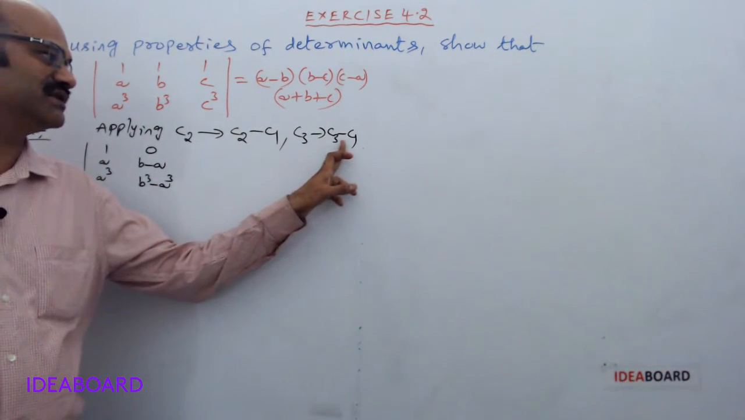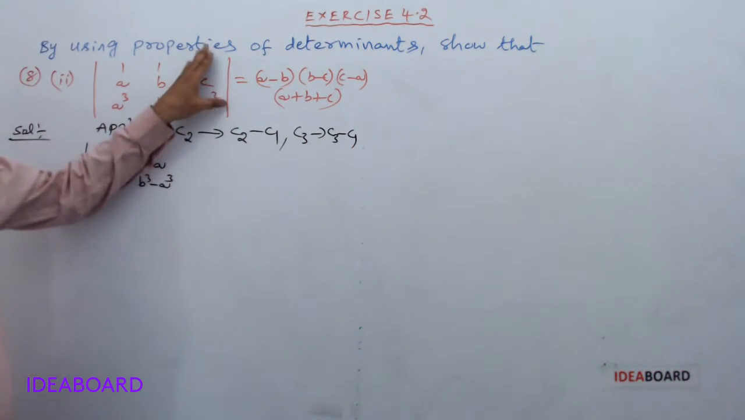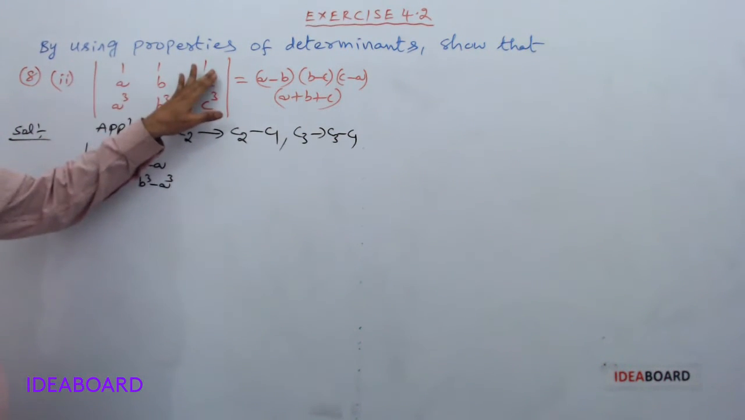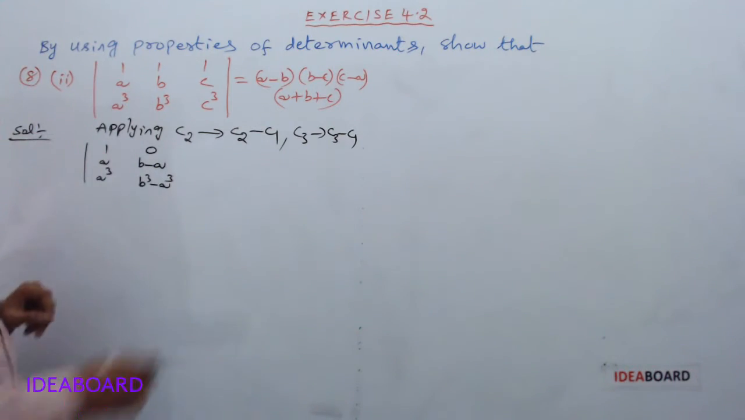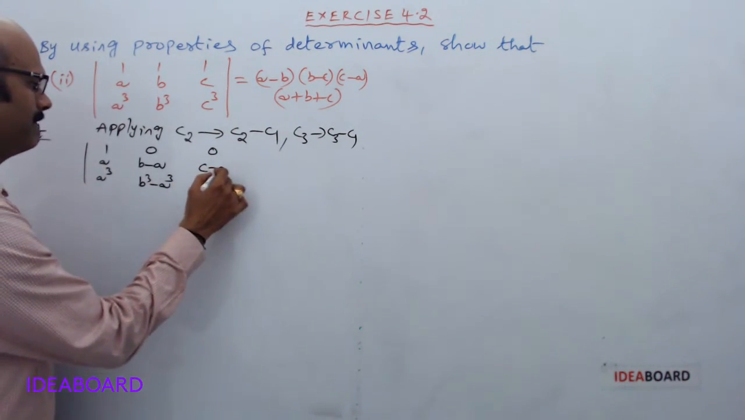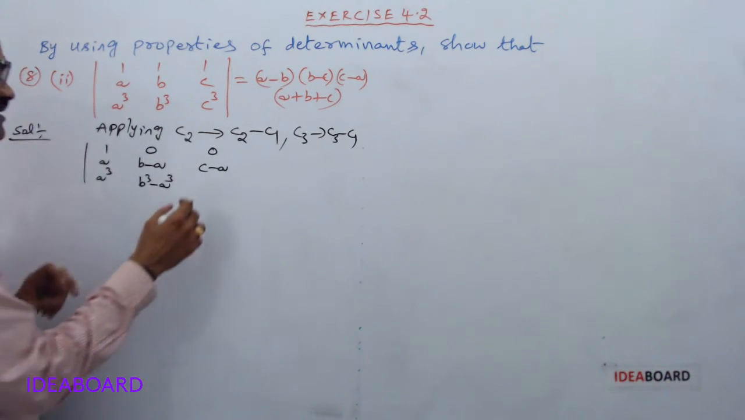C3 changes to C3 minus C1. C3, C1, corresponding elements we have to subtract. 1 minus 1 becomes 0. C minus A. C cube minus A cube.